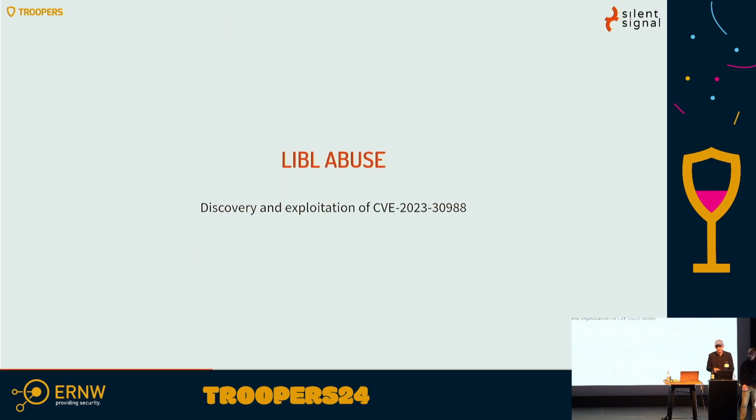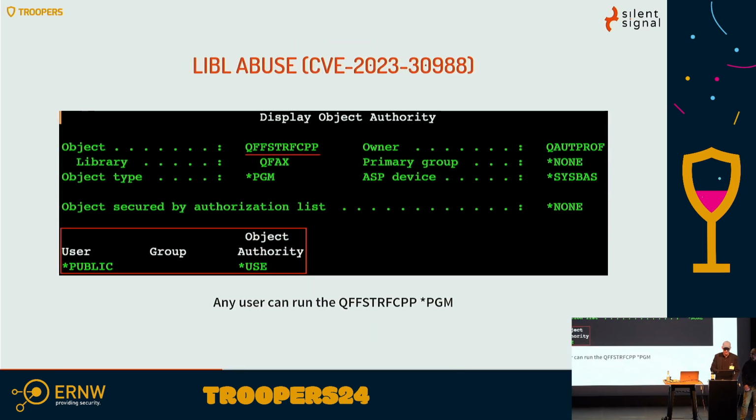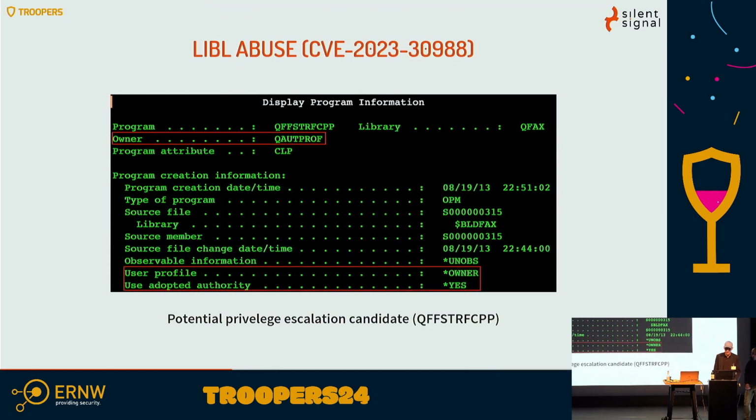Let's look at a real-world example through the vulnerability of the QFAX package. Here is one of the affected PGM objects. As you can see, the public authority is set to use, so every user can call it. The affected PGM object's owner is QOUTPROF, and it runs with the elevated privileges of this user.